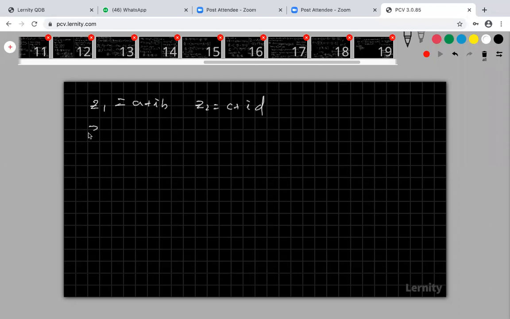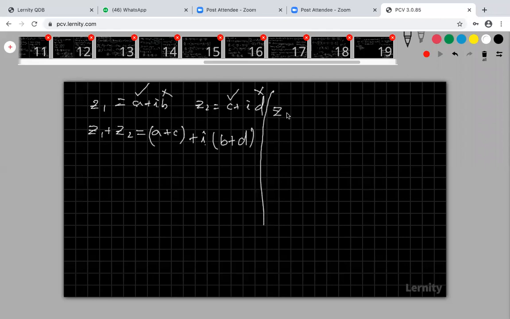Then my addition is the addition of two complex numbers. Z1 plus Z2 is the addition of real terms, real parts. How to add these two complex numbers? Add the real parts plus I into add the imaginary parts. My imaginary part is nothing but IB plus ID, taking I commonly. So add the real parts, add the imaginary parts. But my multiplication is not that way.